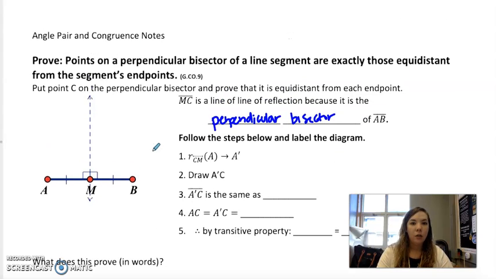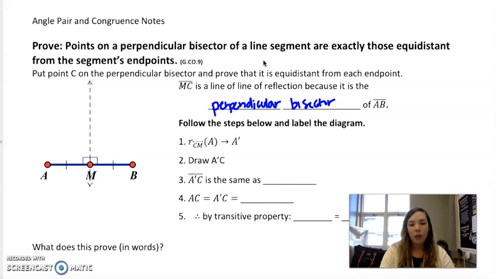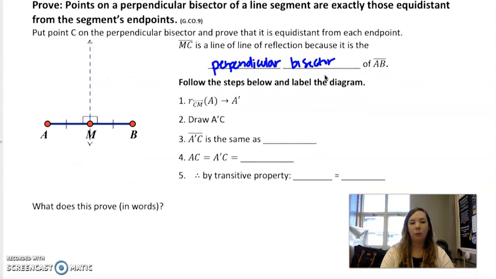All right, so basically they've already filled out part of the proof for us and we're just kind of trying to fill in the blank here. But what we're trying to say is if I put a point C on this perpendicular bisector, we want to prove that it is the same distance from A to B. So this is saying if we reflect over CM, the point A, we would get A prime. So if I reflect A over our line of reflection here to get A prime, it would be the same point as B. So then it says draw A prime C.